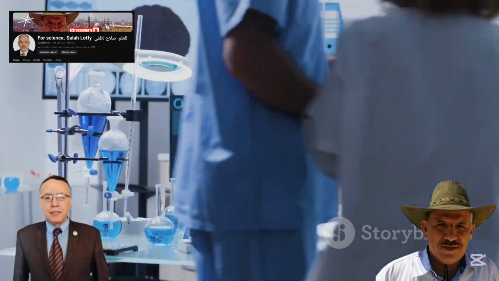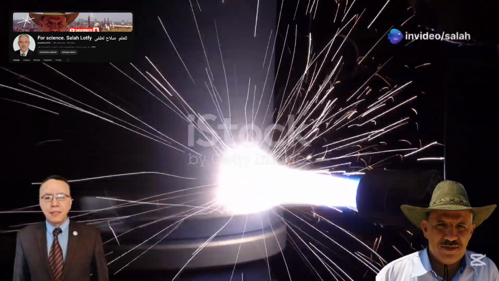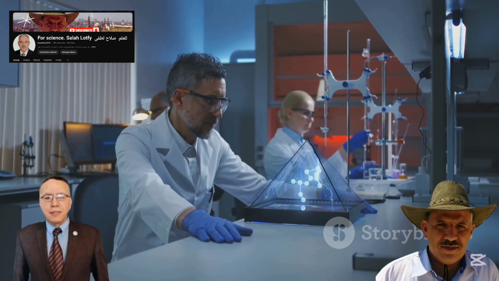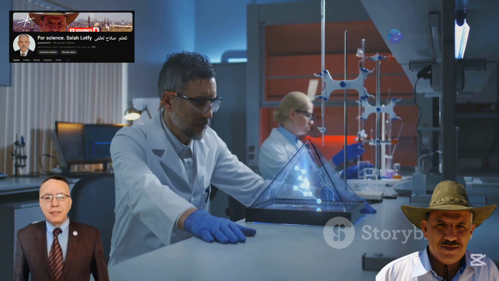Magnetic confinement is like using invisible force fields to trap the plasma. Remember, plasma is made of charged particles, and charged particles, like tiny magnets, are affected by magnetic fields. So, scientists have devised ingenious ways to create powerful magnetic fields that can confine and control the plasma, keeping it from touching the walls of the reactor.